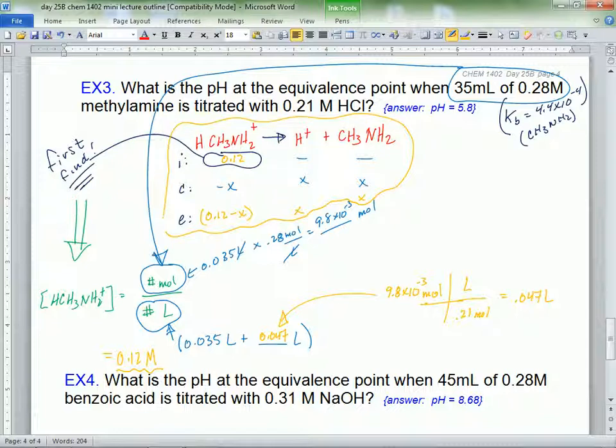Were you supposed to use the Ka? Yeah, look at the reaction. Is it a Ka reaction or a Kb reaction? It's a Ka reaction, so you have to use Ka.